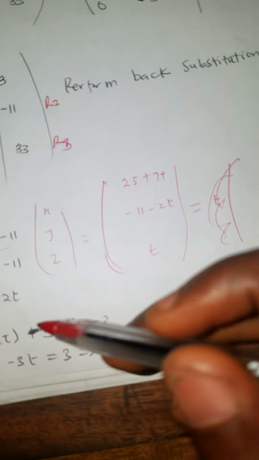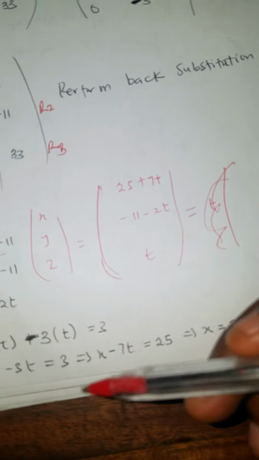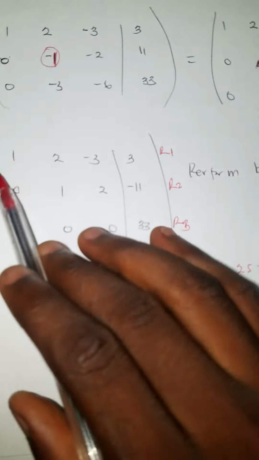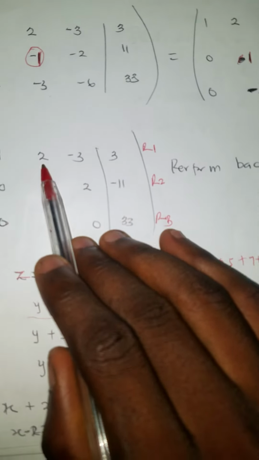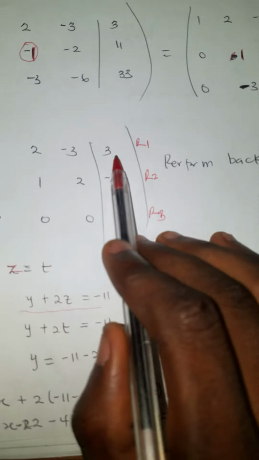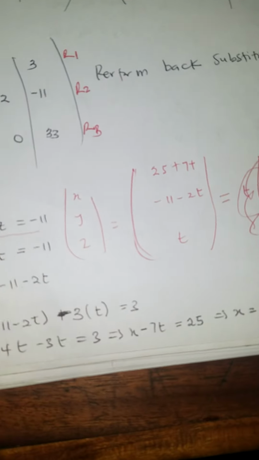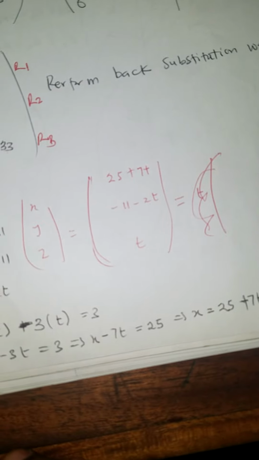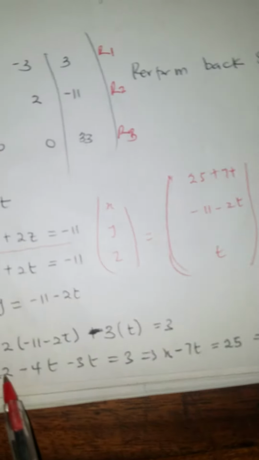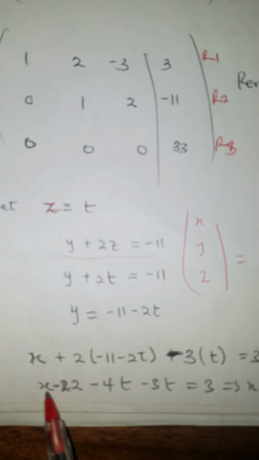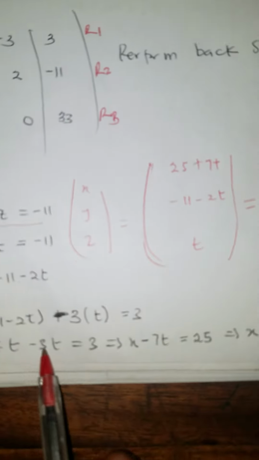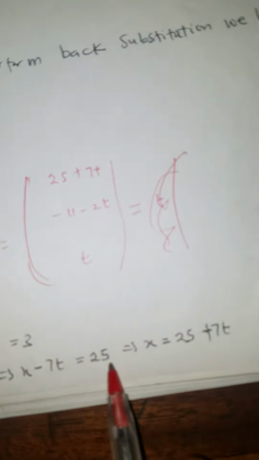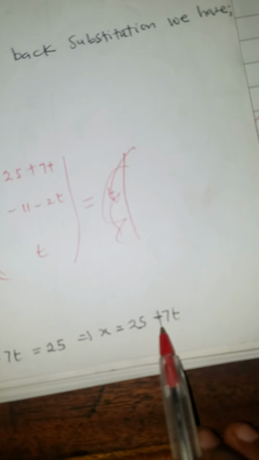So the next one is we find our x. To find your x, use row 1. So it is x plus 2y minus 3z is equal to 3. That is what I did here. And after solving it, you're going to get your x to be 25 plus 7t.